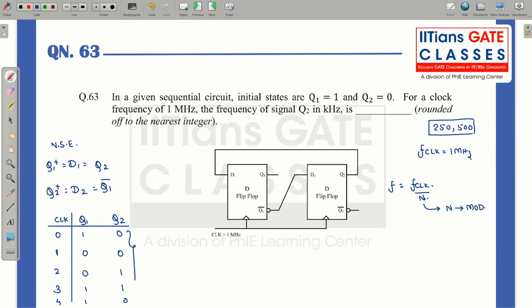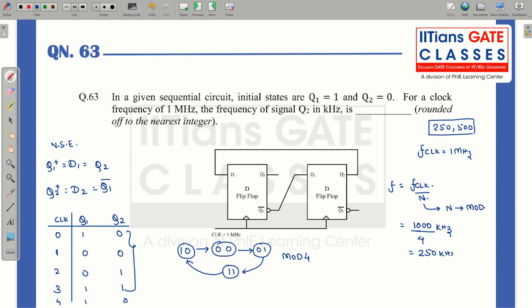So you can see the number of unique states. How many are there? There are 4 unique states over here. If I draw the state diagram like this, 1, 0, then we have 0, 0, then 0, 1, then 1, 1, and once again this is repeating. So this is a mod 4 synchronous counter. So the frequency will be what? Here I have 1 megahertz, and I want the answer in kilohertz. So 1 megahertz means 1000 kilohertz divided by 4. So this is 250 kilohertz.